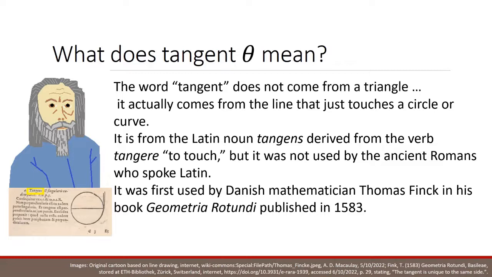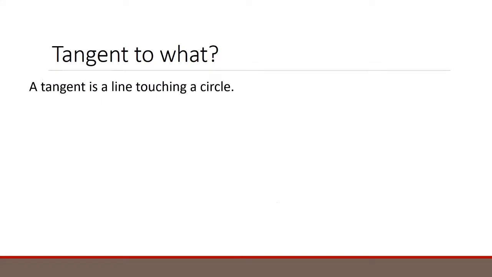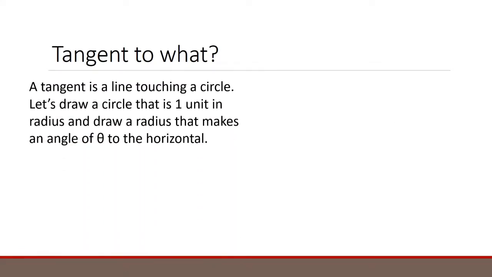And translated, it says, the tangent is unique to the same side. In other words, you can't have two lines coming from the one point for it to be just touching the circle. But it raises the question, tangent to what? A tangent is a line touching a circle. So let's start with that. Let's draw a circle that's 1 unit in radius and draw a radius that makes an angle of theta to the horizontal.